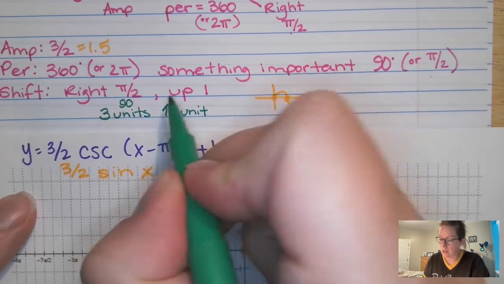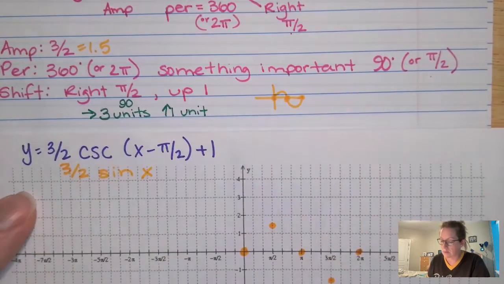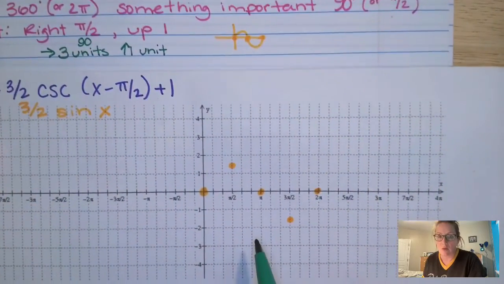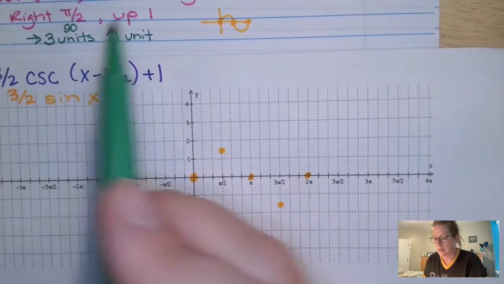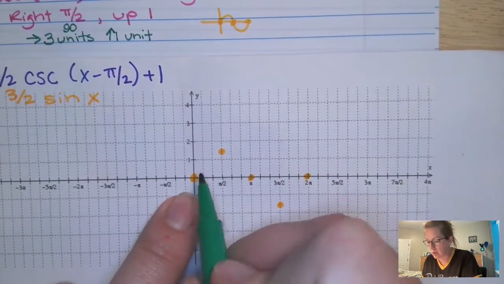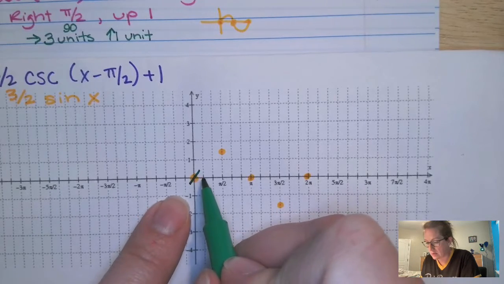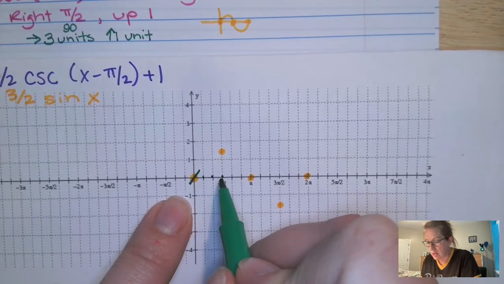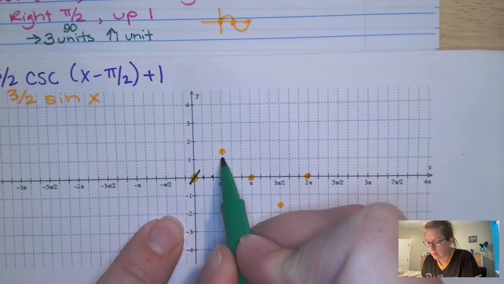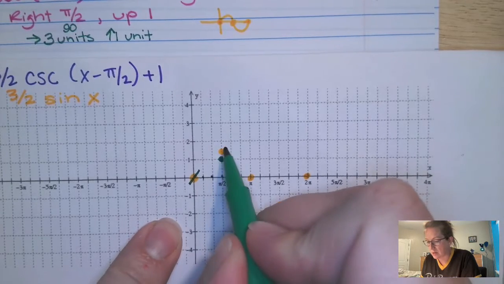So we're going up 1 unit, we're going right 3 units, okay? So each of my yellow points, we need to move these guys. So we're taking this guy and we're going to go right 3 units. 1, 2, 3, and we're going up 1 unit. So we're going to be right here. Okay, cross it off.